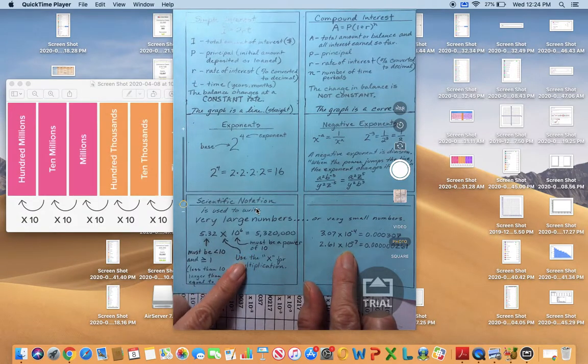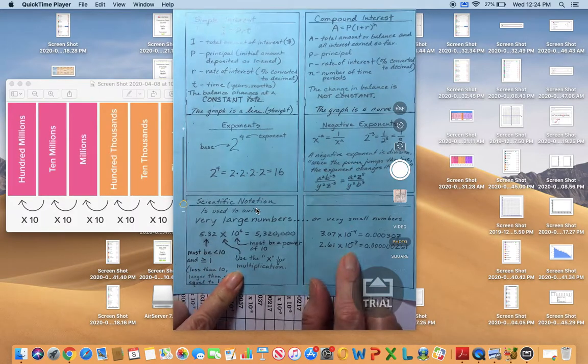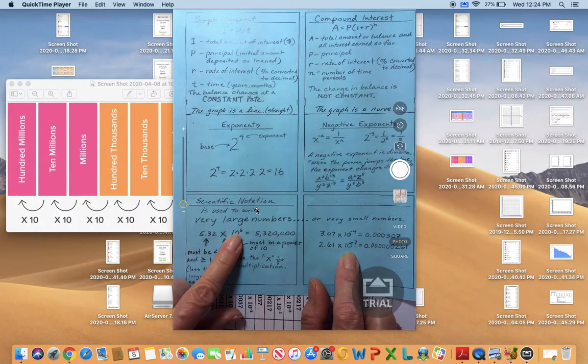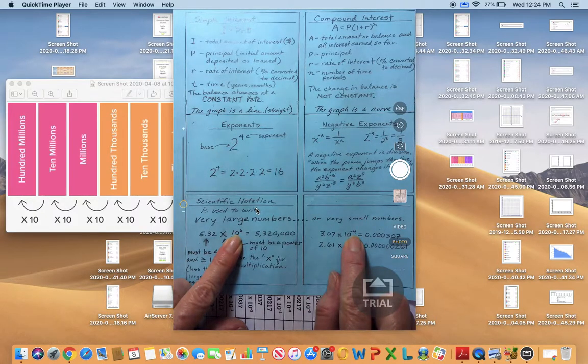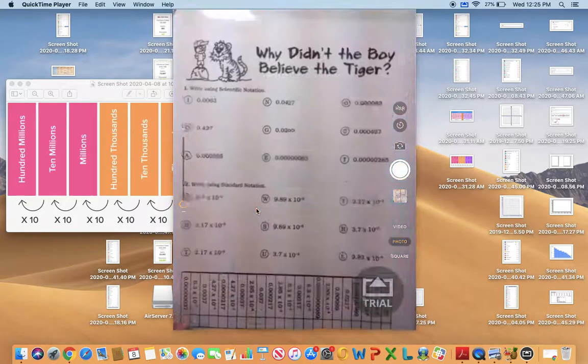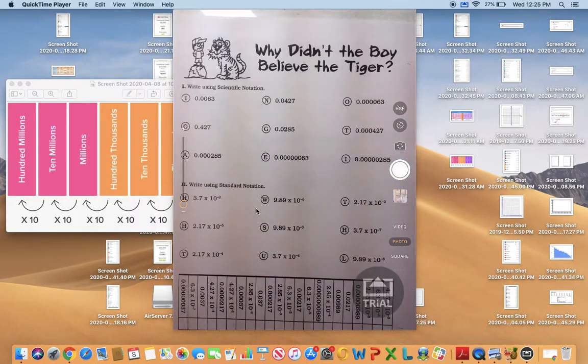The one thing that is different between a very large number and a very small number is that for large numbers, the exponent is positive. For small numbers, in scientific notation, the exponent is going to be a negative number. Let's see how that plays out when we're actually doing these problems.